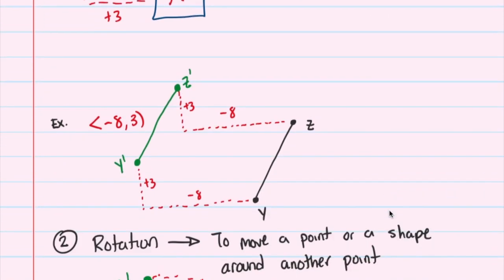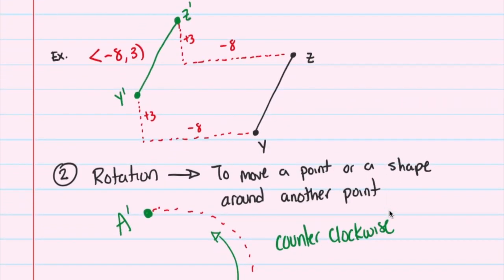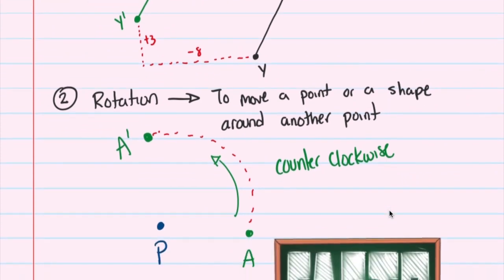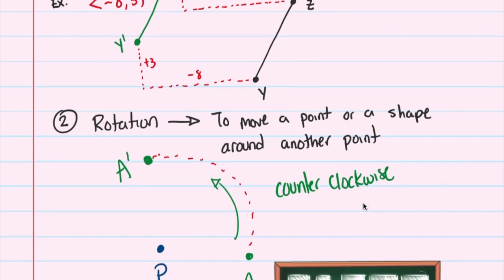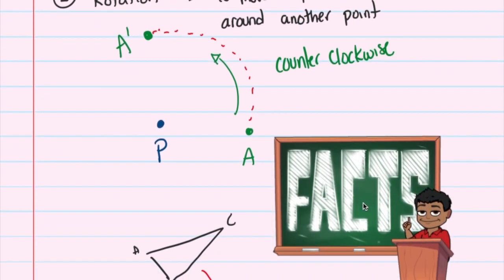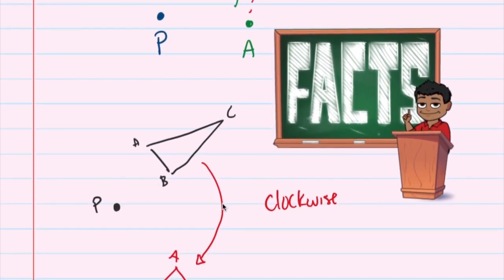The next one is a rotation, which is to move a point or a shape around another point. Basically, this is the center. This is where I'm moving the point across. I started over here, and I'm going against the clock, which is why I call it counterclockwise. If you're going the same direction as the clock, we call it clockwise. It's all around the center P. P is like the sun, and this is going around the sun, you see? And it's going like a clock.